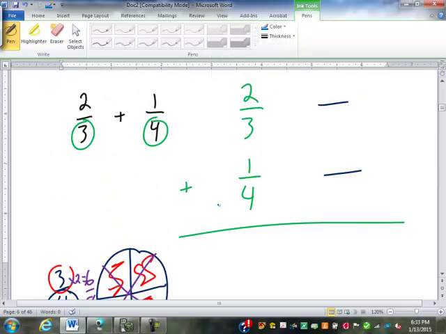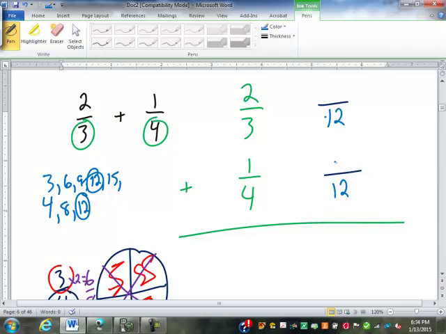So for now, let's take a look at that. First thing we need to figure out is what name we're going to change both of those to. We need to know what number both 3 and 4 can go into. We can always make lists. If you count up by 3s, you got 3, 6, 9, 12, 15, and so on. Counting up by 4s, it'd be 4, 8, 12. There's our match. 12 is the smallest number that both of them can go into.